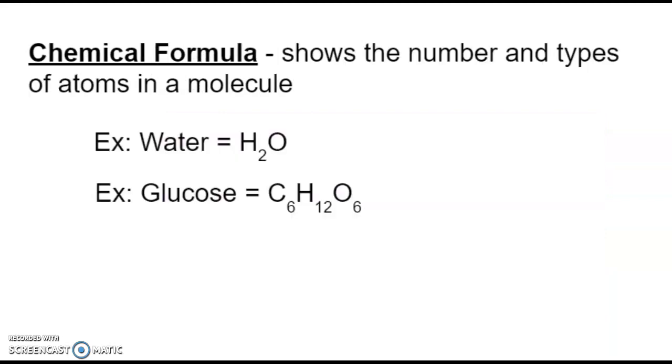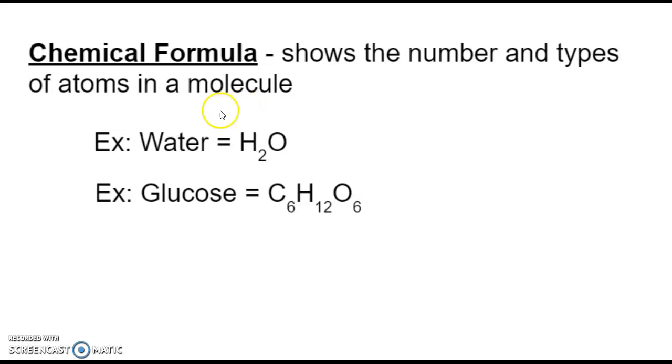We're also going to be talking about chemical formulas in this unit. A chemical formula just shows the number and type of atoms in a molecule. What's an atom? Something that comes from the periodic table, from an element. You may remember atoms from 8th grade or 6th grade. Protons, neutrons, and electrons. Atoms make up stuff. We have different types of atoms. We have hydrogen atoms, oxygen atoms.